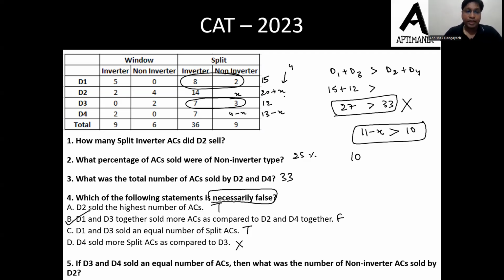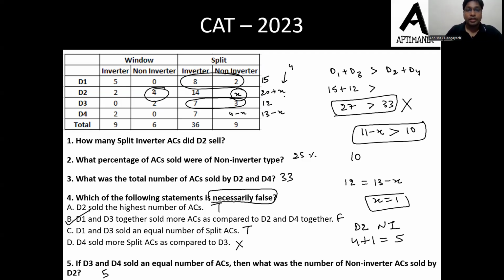And last question, if D3 and D4 sold an equal number of AC, that means 12 must be equal to 13 minus x. From here, we get the value of x is 1. So if x equal to 1 basically, then what was the number of non-inverter ACs sold by D2? D2 ka non-inverter we need to find out. So window is 4 and split is x. Now x is 1. So total is 5.